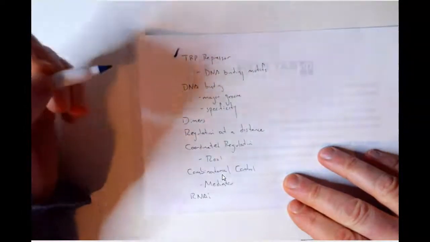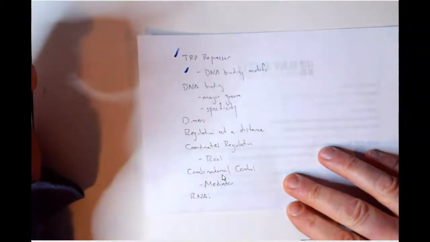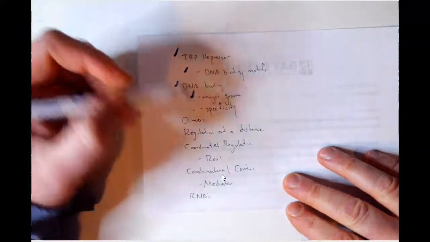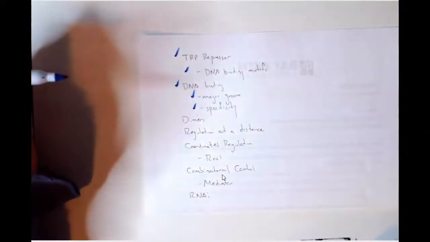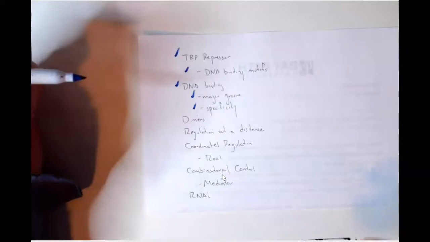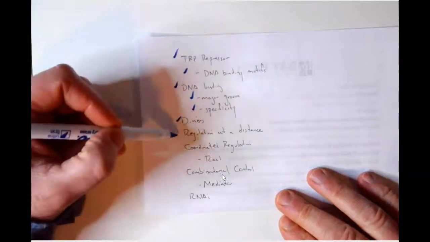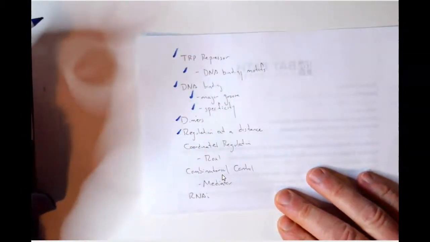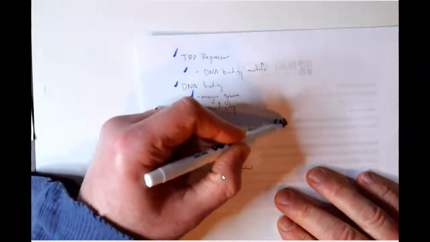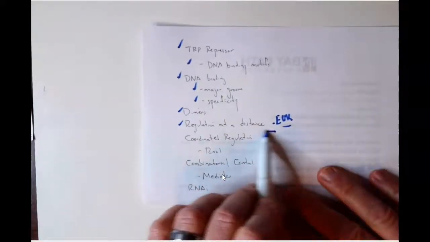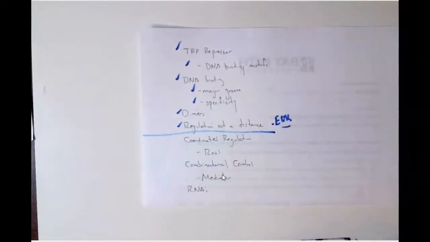So how are we doing? I think we've done a good job talking about the TRP repressor. I hope you agree. We touched on DNA binding motifs. We definitely talked about DNA binding, the major groove in general, why we need access to the sequences, and then that story of specificity, how we interact with those sequences specifically to get enough Velcro to stick us there. We talked about dimers, heterodimers, and homodimers, and we talked about the looping out of DNA, regulation at a distance, especially in eukaryotic systems. This is most common in eukaryotic systems. Now we're on to the second lecture of the week, coordinated regulation and combinatorial control, before we end with RNAi.